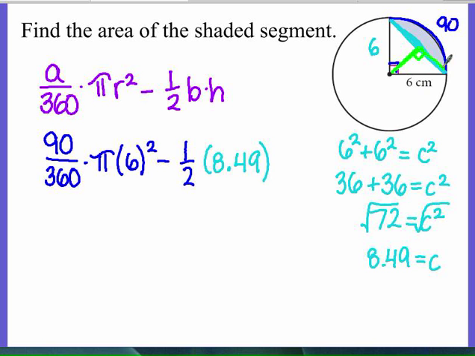Well, what do I know that this distance here is? Half of 8.49. So that distance there will be 4.245. So I've got to do the Pythagorean theorem again. We'll call that side the height side h. So h squared plus 4.245 squared equals what? 6 squared. Okay, so what is 4.245 squared?